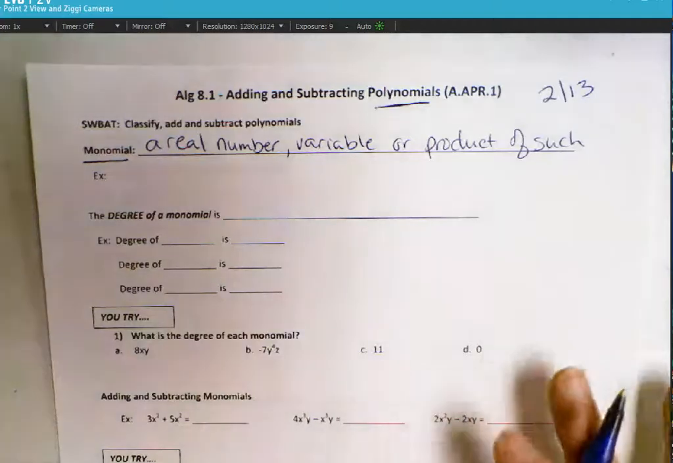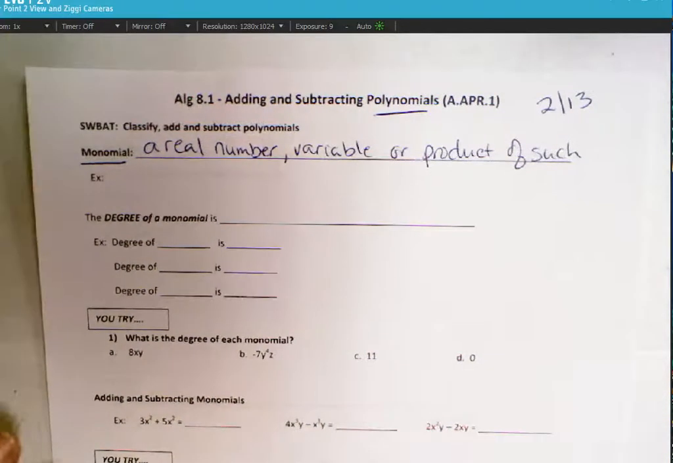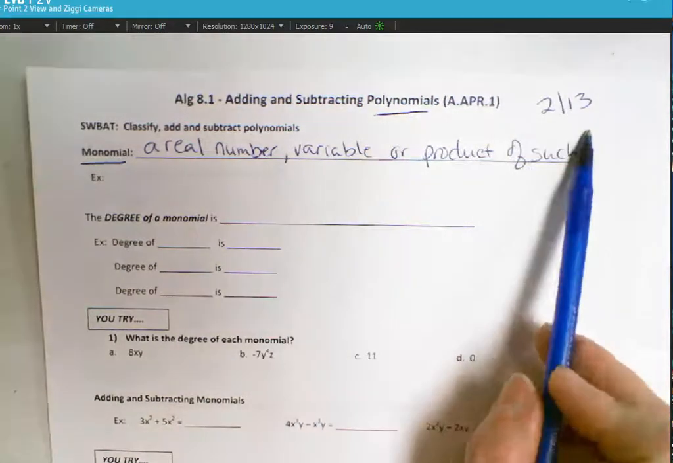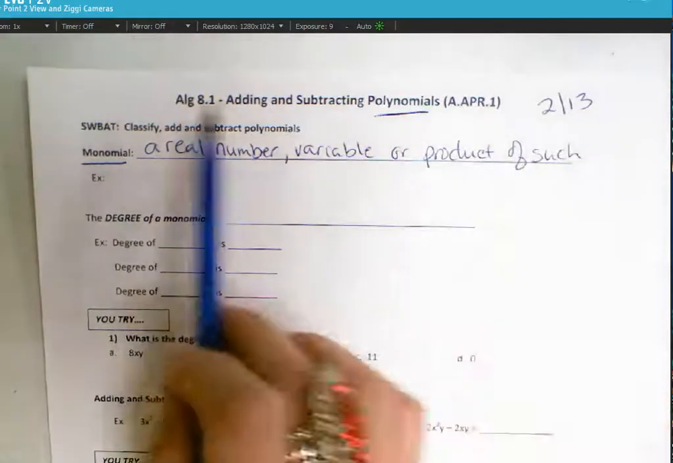Hello, geometry. I had to restart the video a little bit because we were having a bunch of pages going on. So we're going to kick into polynomials today. I dated my lecture 213. This is all chapter 8 stuff.